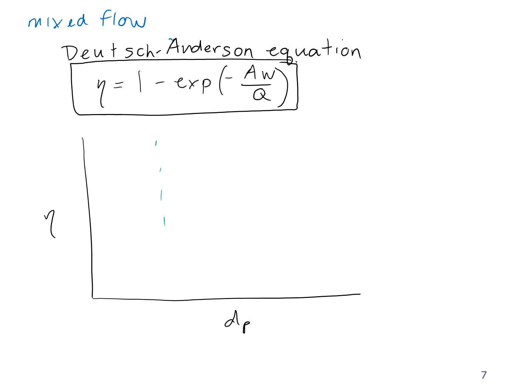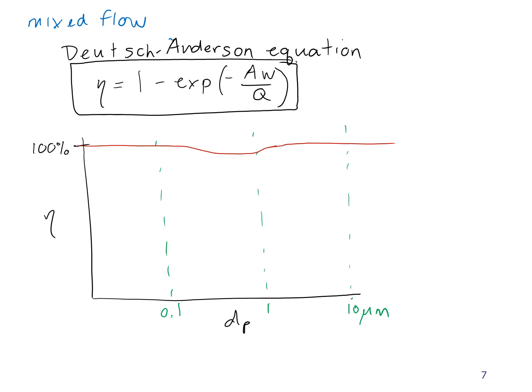Let me draw some x-axis labels on here. So we have 0.1, 1 micron, and 10. Our efficiency, let's say we have 100%. You can achieve very high efficiencies with ESPs, such that your curve might look something like this. There might be a little dip there in the accumulation mode between 0.1 and 1. But otherwise, you can get close to 100% efficiency with these.